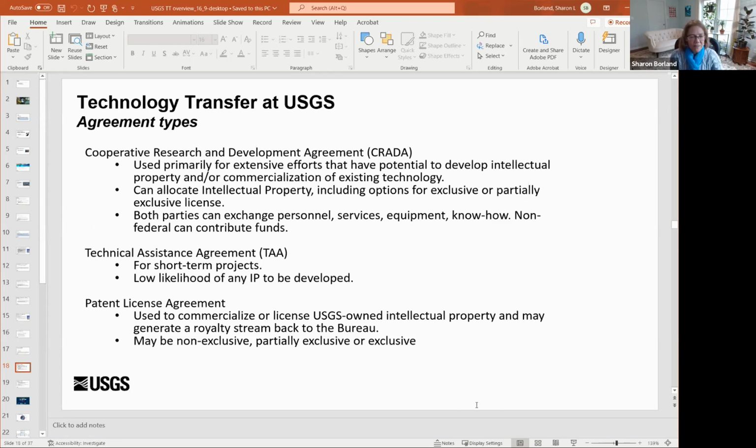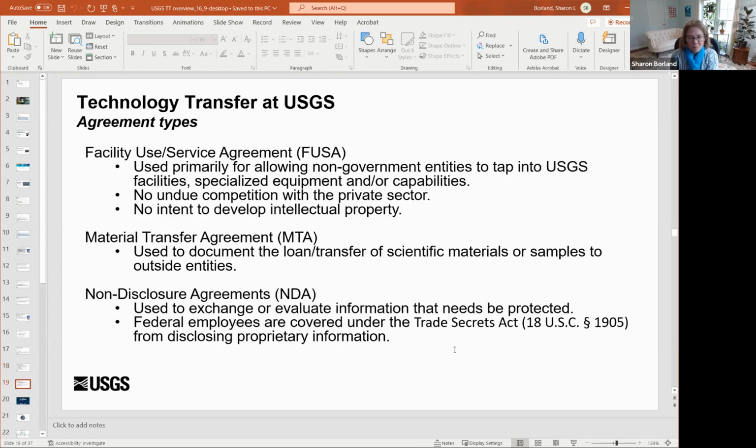And then we have the patent license agreement, which we use to allow another entity to use an invention that's been patented. And go ahead and march on through here. We have another even shorter agreement than the technical assistance agreement called the Facility Use and Service Agreement.